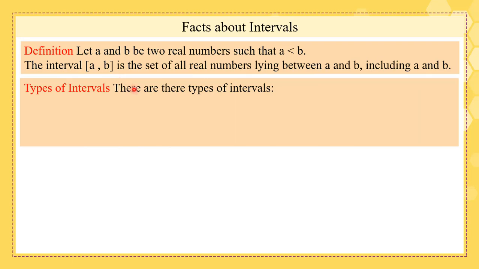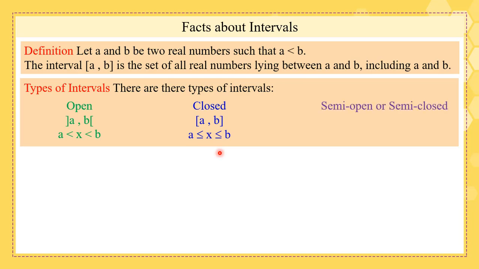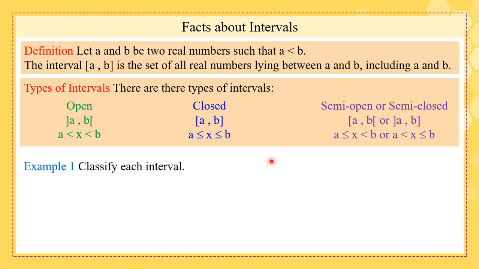Types of intervals. In fact, there are three types of intervals. We have the open interval, which is given in this form and means that x is between A and B excluding A excluding B. We have the closed interval, which is given in this form and means that x is between A and B including A and including B. And we have the semi-open or semi-closed interval, which is given in one of these two forms and means that x is between A and B, including A excluding B, or x is between A and B, excluding A and including B.